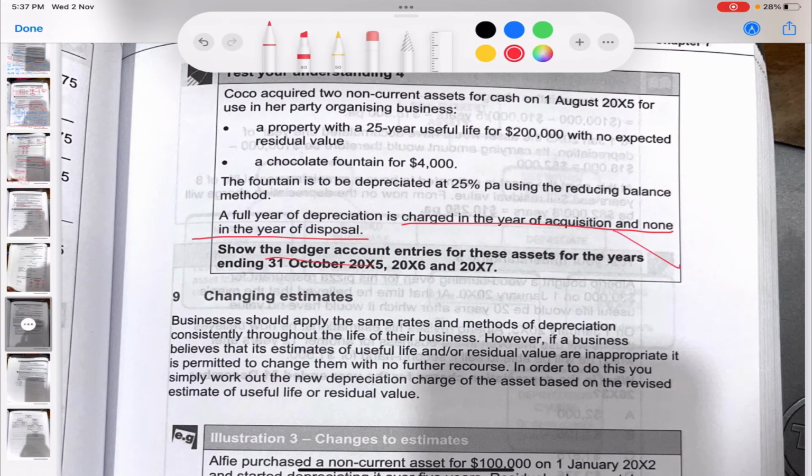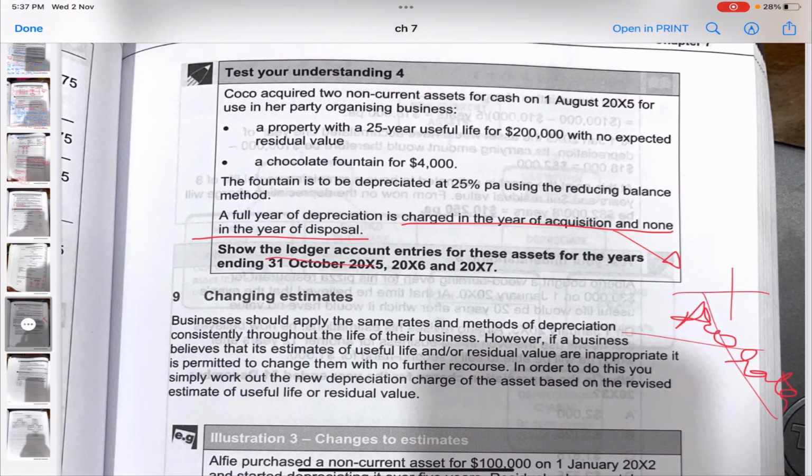So, which means it is not pro rata. This is the other method. This is not pro rata. Let's start with this. Start with it. It's very easy.